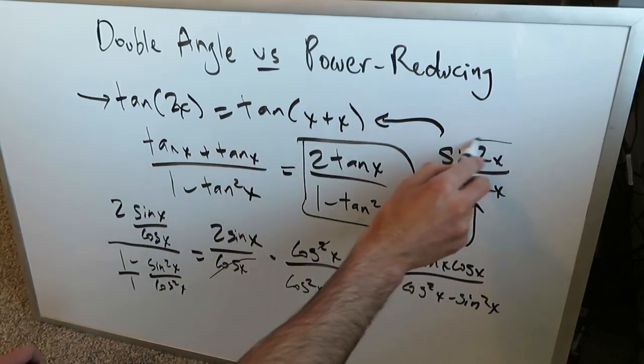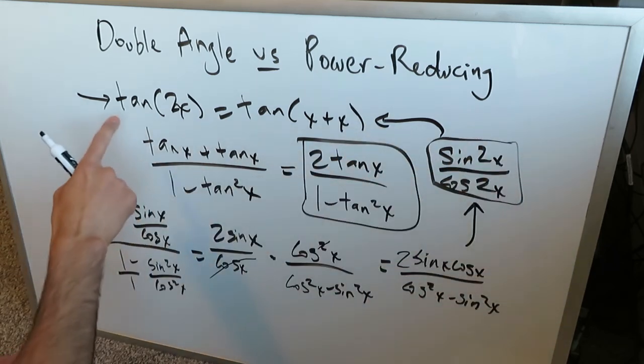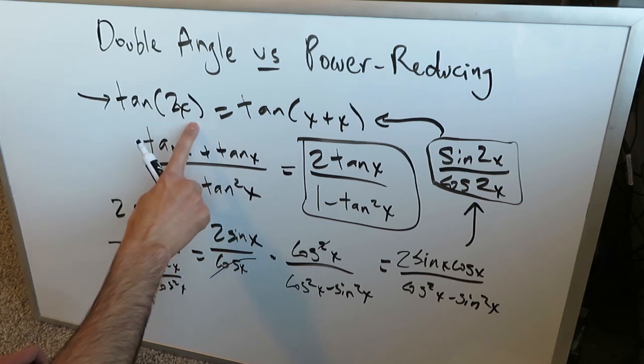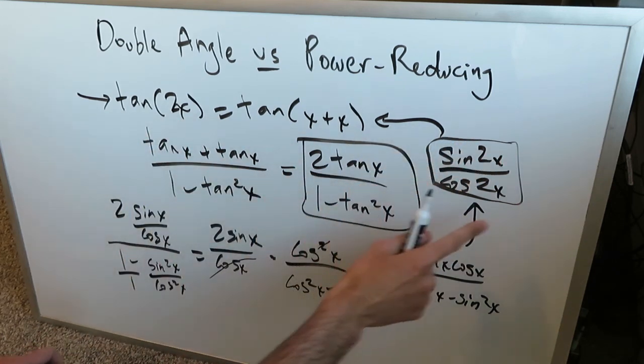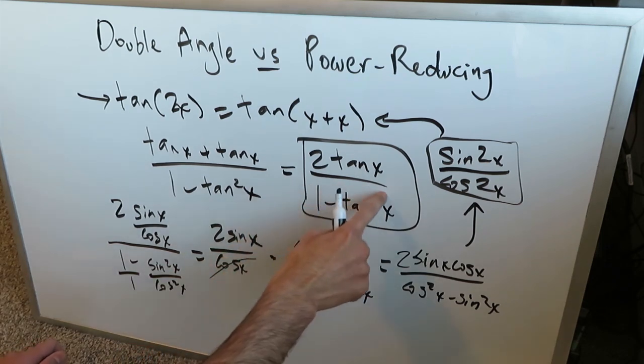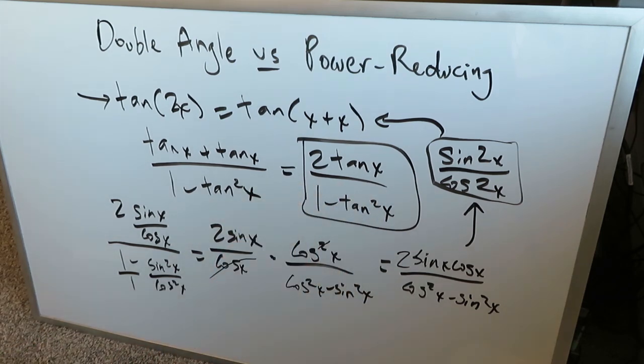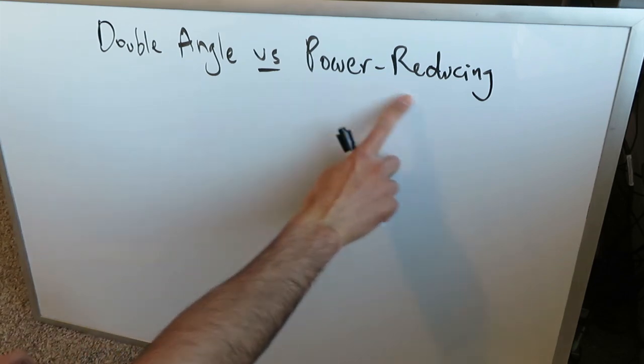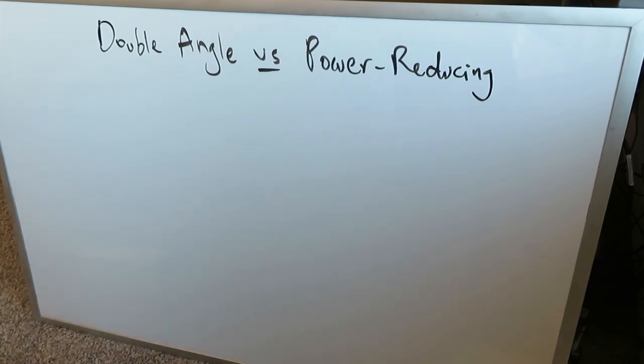So here's another way of looking at the double angle formula for tan. Tan 2x is equal to sine 2x divided by cosine 2x. But the main item you want to know is this item right over here. We'll look at the power reducing formulas next. The power reducing formulas will show up quite a bit in integral calculus, so it makes sense to know them.